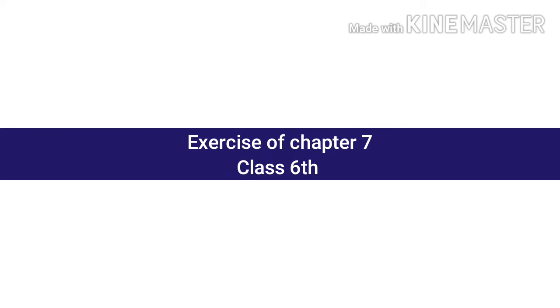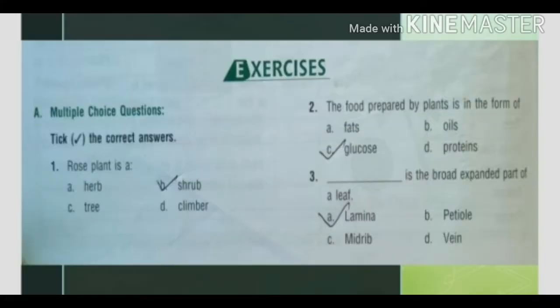Exercise of chapter 7, class 6th. Now the question number 1. Multiple choice question. Tick the correct answer. First question is, rose plant is a. Options are herb, shrub, tree, climber. Its answer is herb. Rose plant is a herb.